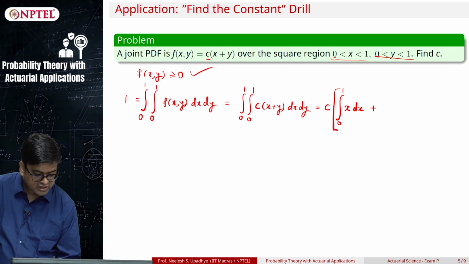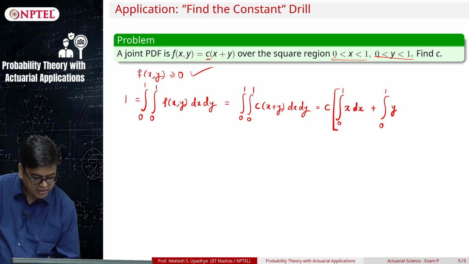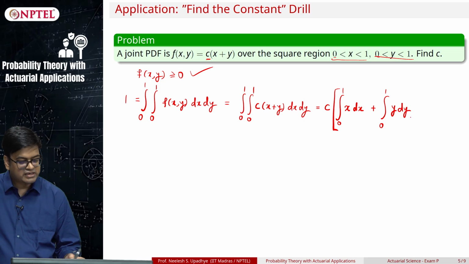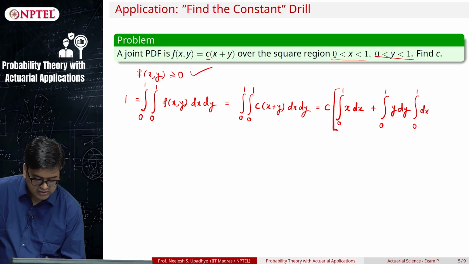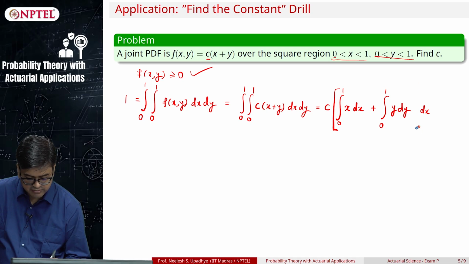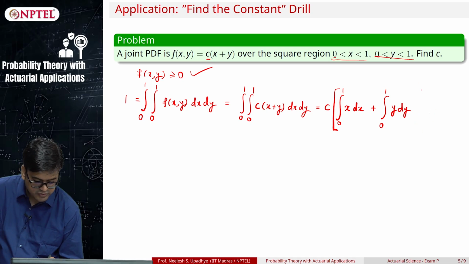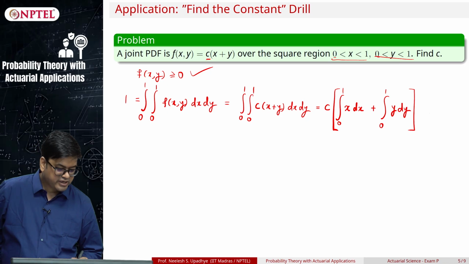Similarly, when I look at y, I will worry only about y, so I am getting y dy. The other integral, let me for completeness write 0 to 1 dx, will evaluate itself to 1, so I will not write it. So, I got this.